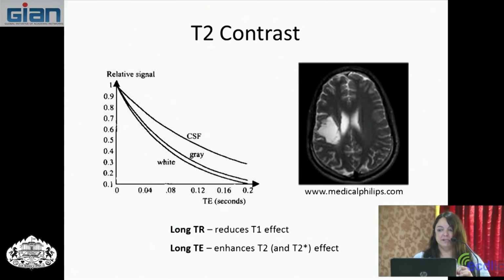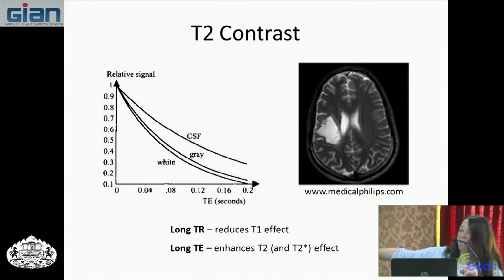Okay, so here's an example. If we have to do a T2 contrast, you would have a longer TR and a longer echo time. So you would wait a little bit longer to measure the difference between the tissues. And in a T2 contrast, the CSF comes out white now instead of black, and the rest of the image comes out darker.